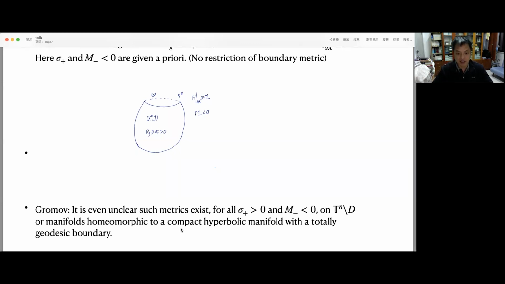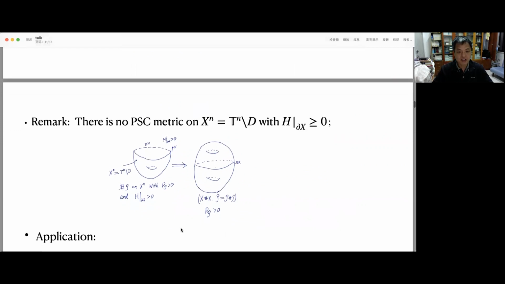Now, let me give you a remark. If we pick this specific manifold, the n-dimensional torus minus a ball D, then there is no positive scalar curvature metric on it such that the mean curvature of the boundary is non-negative. Here, mean curvature is always with respect to the outward unit normal vector.